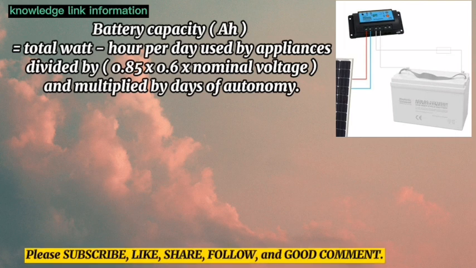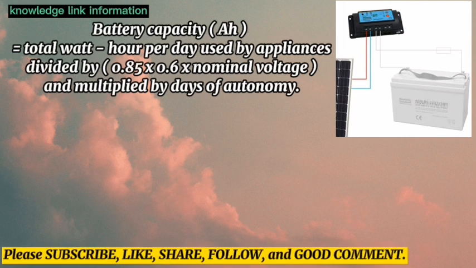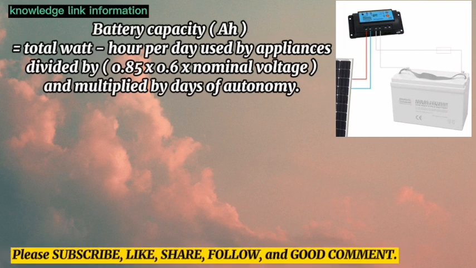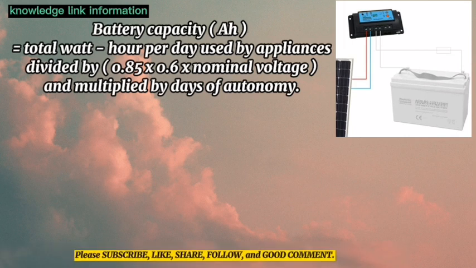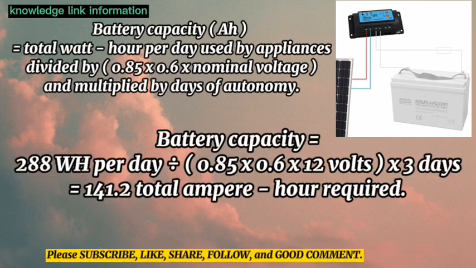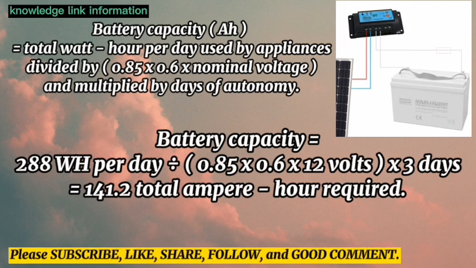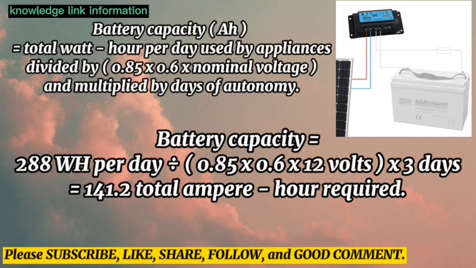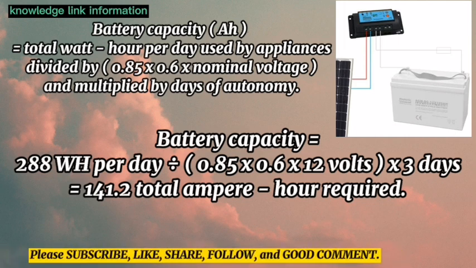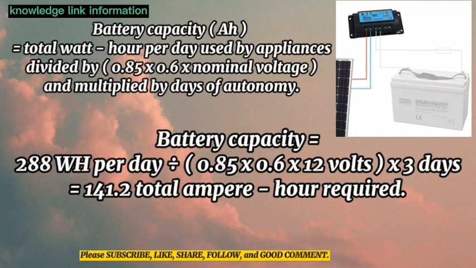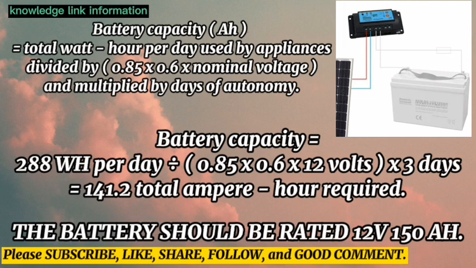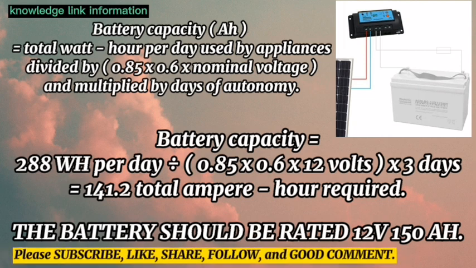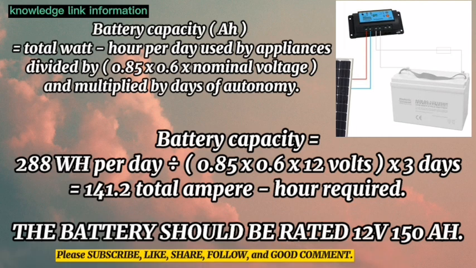Battery capacity in ampere-hours is the total watt-hours per day used by appliances divided by 0.85 times 0.6 times the nominal voltage, and multiplied by the days of autonomy. Battery capacity is 288 watt-hours per day divided by 0.85 times 0.6 times 12 volts, times 3 days, which is 141.2 total ampere-hours required. The battery should be rated 12 volts 150 ampere-hour for 3 days autonomy or 3 days of no sunshine.